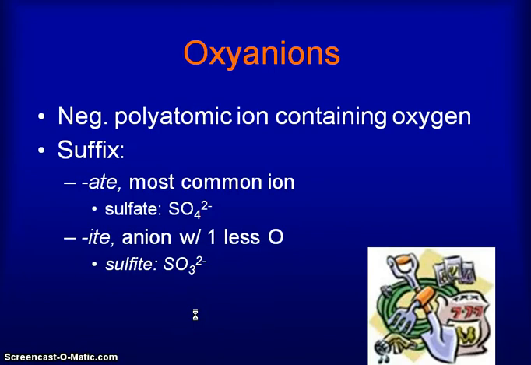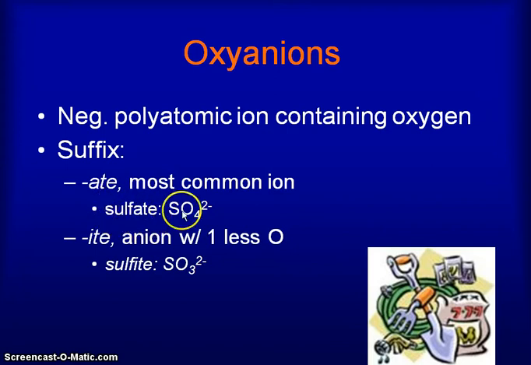Most of the polyatomic ions are going to be oxyanions. Anion means that they are a negative ion, and oxy just means that they're going to have oxygen in them. Now you're going to see two endings very commonly, the ATE ending and the ITE ending. The one with the ATE ending is going to be the most common of the two ions.